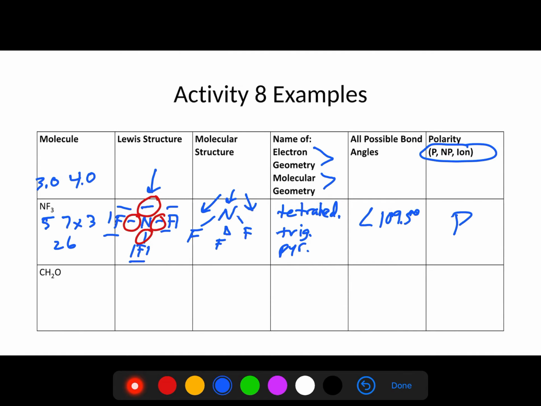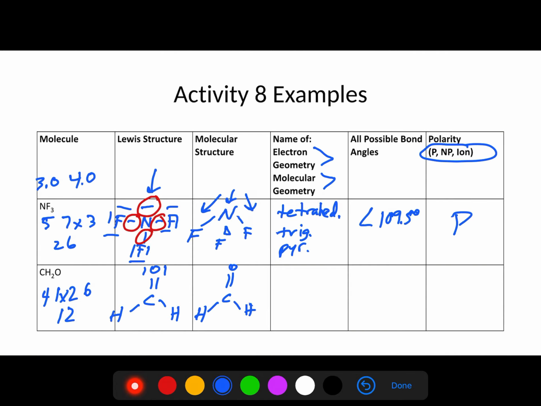The other example here is formaldehyde. So that's 4 for carbon, 1 for hydrogen, and 6 for oxygen. That gives us 12. Central atom, least electronegative, that's not hydrogen. And you can see we don't have enough electrons to go around, so I'm adding double bonds and then filling out octets. Same thing here for 3-dimensional. You don't need the lone pairs in, we're just showing the shape of the molecule.